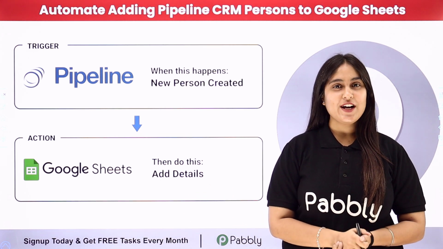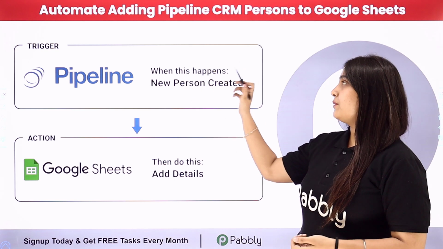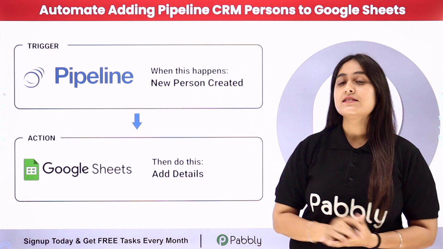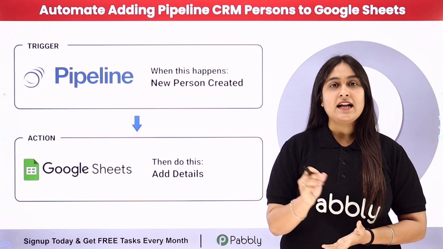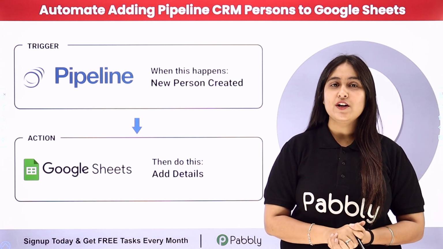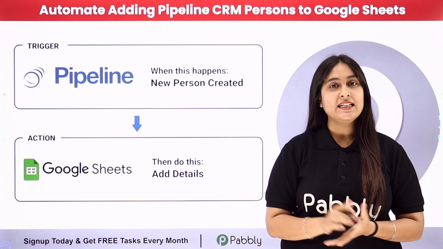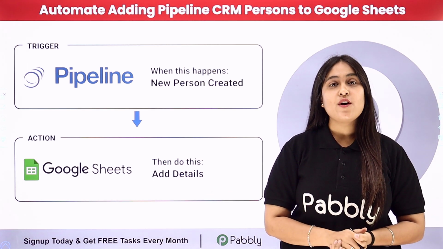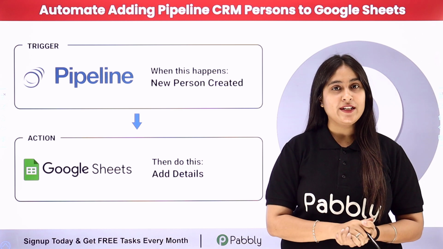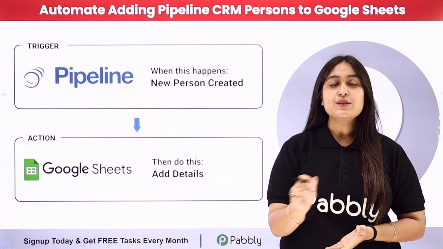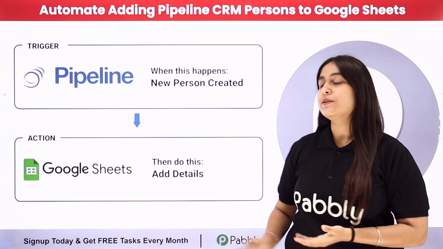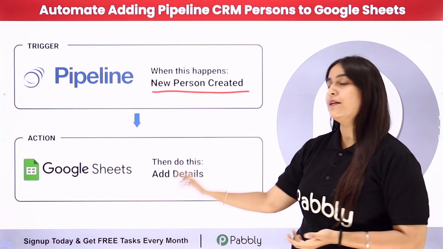So in this video, we are going to learn how to automate adding Pipeline CRM persons to Google Sheets. I run an educational consultancy and I help students find the best colleges and programs as per their needs. So in this case, whenever a student fills my inquiry form, which I've already connected to my Pipeline CRM account, a new person should be created in my Pipeline CRM account using those details.